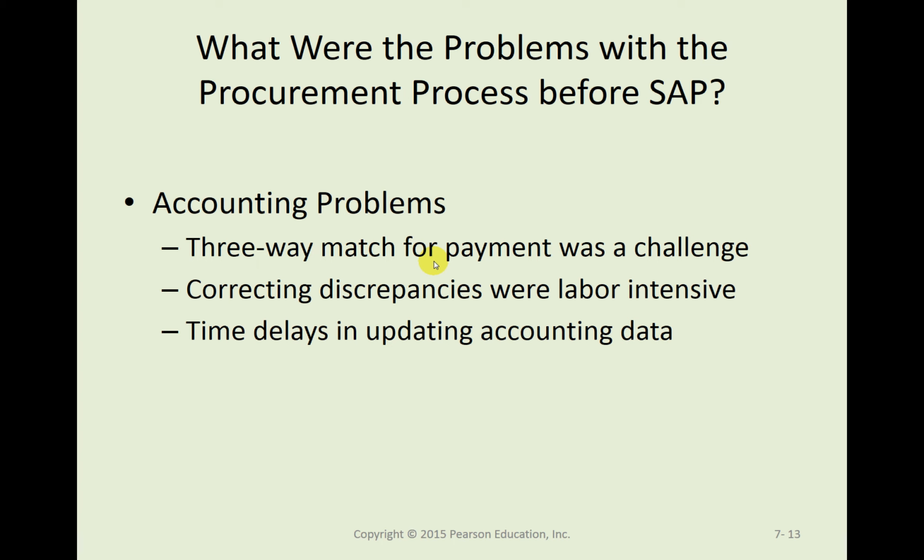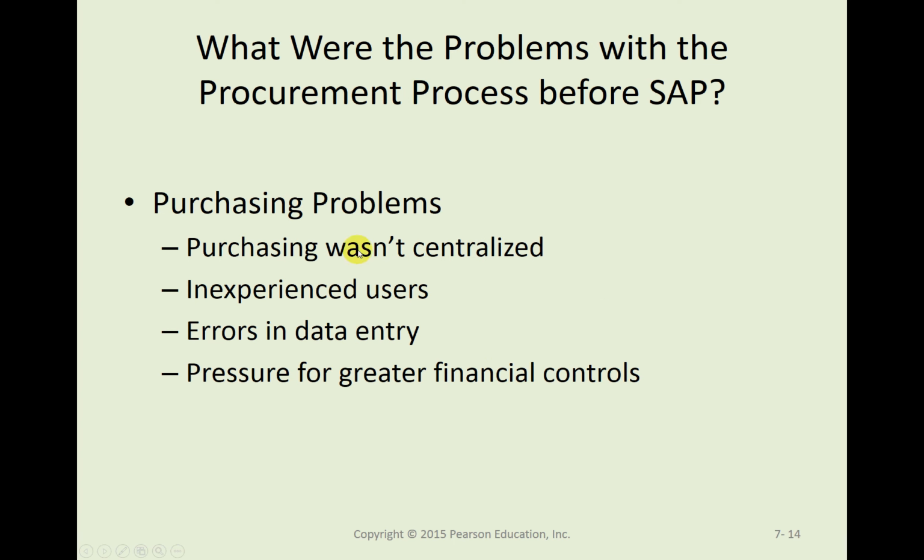Purchasing wasn't centralized. The people that Wally had helping him order raw materials didn't know what they were doing, sometimes resulting in data entry errors. And of course, problems on input can result in problems in receiving raw materials, and then we don't have all the parts that we need to make the bicycles that we want to make.